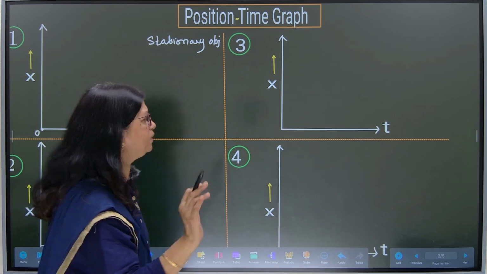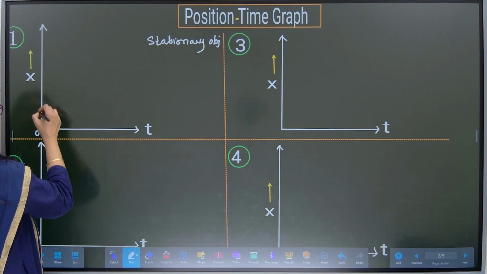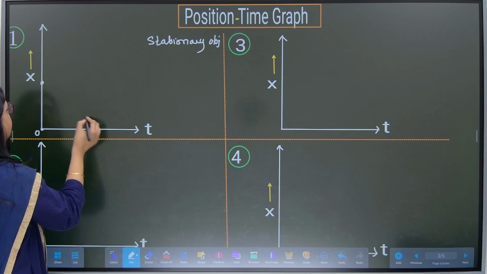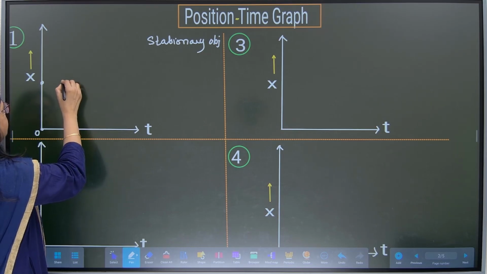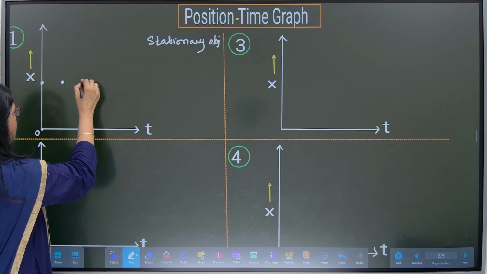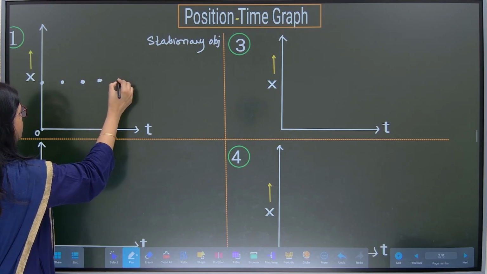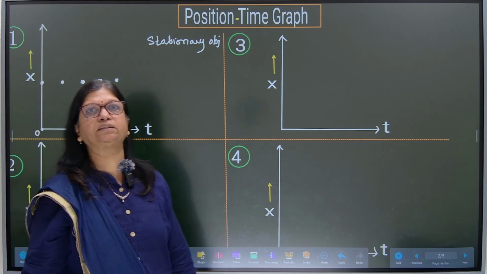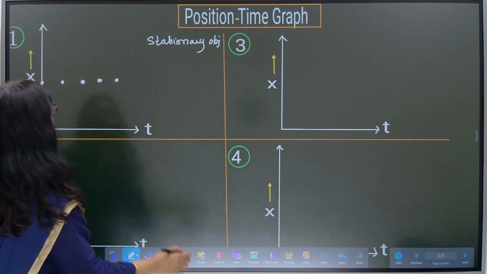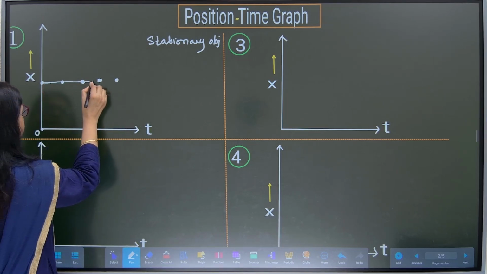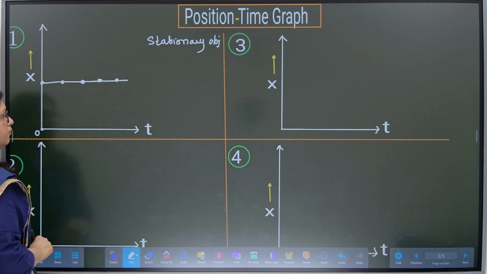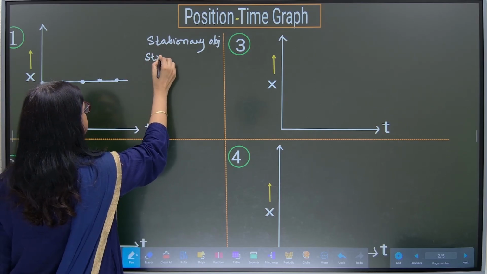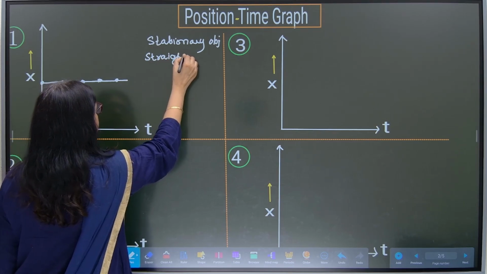So at time t is equal to 0, the position of my body, or an object, will say this. Again at another time, as time passes, the position of the body is the same on the y-axis. This is an x-t graph with position x on the y-axis and t on the x-axis. Correct? So when I plot such a graph, I get a straight line. So a stationary object's graph is always a straight line.